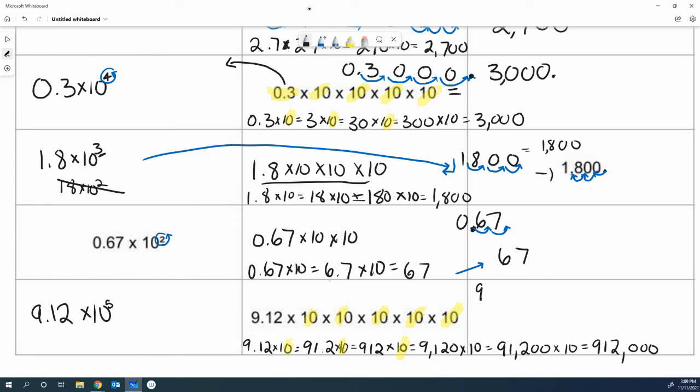We've got 9 and 12 hundredths, and we want to swoop that decimal 5 times. All right, let's start. 1 swoop, 2 swoop, 3 swoop, 4 swoop, 5 swoop. We swooped our decimal 5 times. Let's add in our zeros. 1, 2, 3. And as you can see, I have 912,000 for this answer as well. So I hope you got 912,000. It's always great to double check your work. And again, if you do not understand how you got the answer wrong, please raise your hand so I can help you.